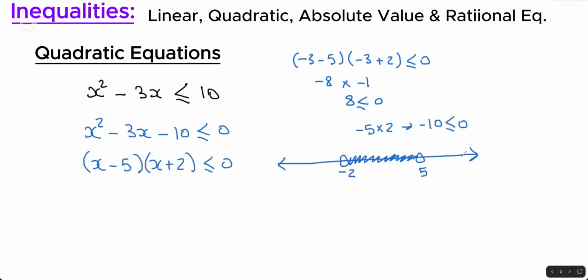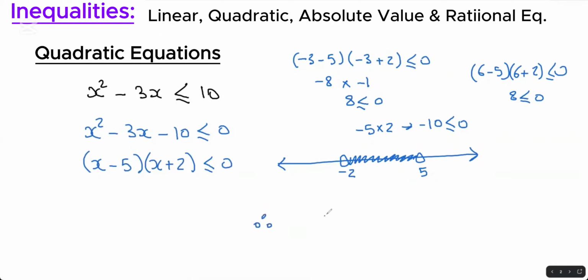Let's take a number in here. Let's take 6. So if we test 6, 6 minus 5 times 6 plus 2 is less than or equal to 0. That's 1. That's 8. 1 times 8 is 8. Is that less than or equal to 0? Definitely not. So therefore, it's false, and we don't shade in here. And you have to write your solution.